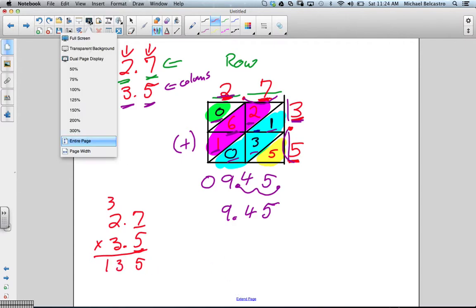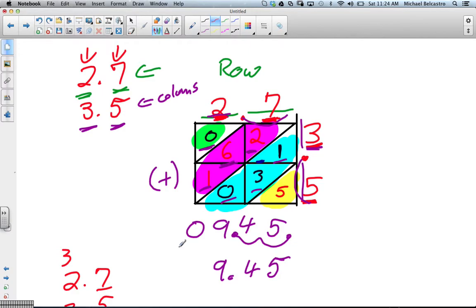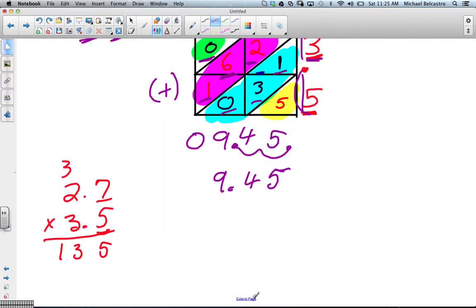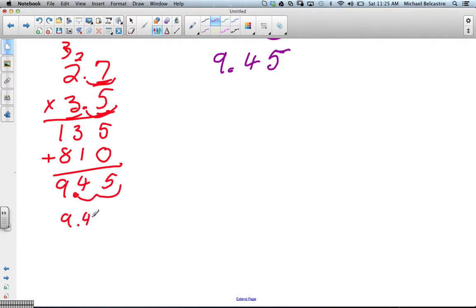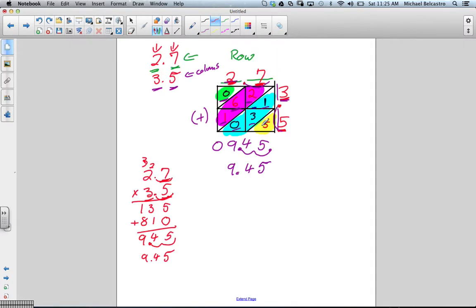Okay? Scroll down. Because now we're working with tens, I put a 0 here. 3 by 7 is 21. 3 by 2 is 6, plus 2 is 8. Add them all together, we get 5, 4, 9. There were 2 decimal places. 1, 2, 9.45. Okay? So that's just another style of multiplying.